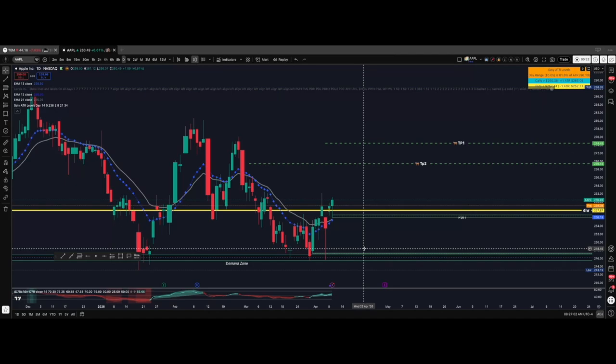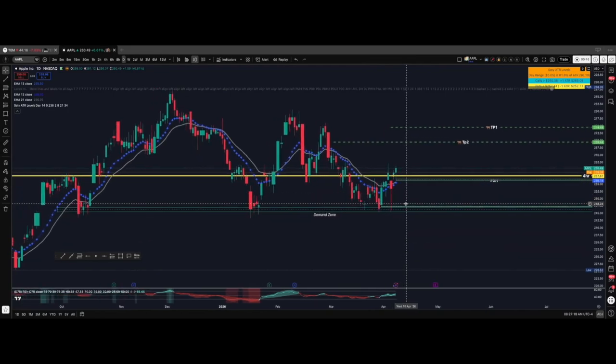So we're in Apple. And as you know, I kind of do the top down method. So I go from high time frames, which is day, to 4 hours. And then I kind of look for my entry around an hour to 30 minutes. So we are on the hour time frame right now.